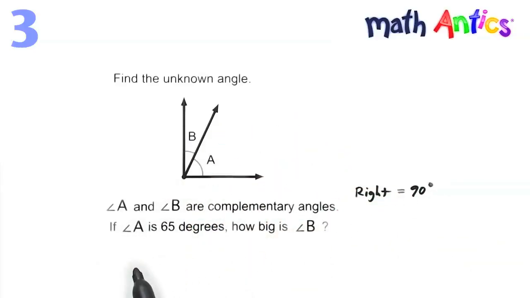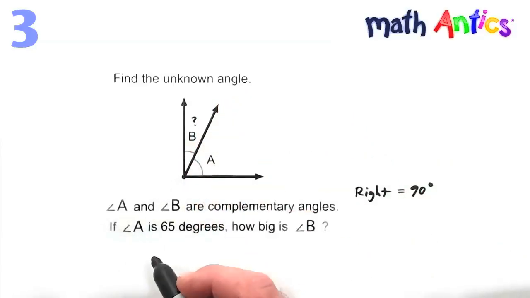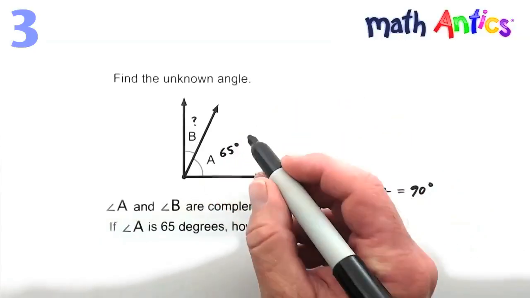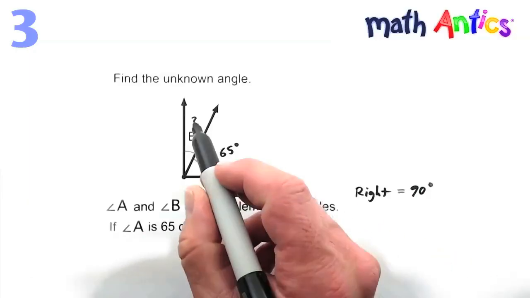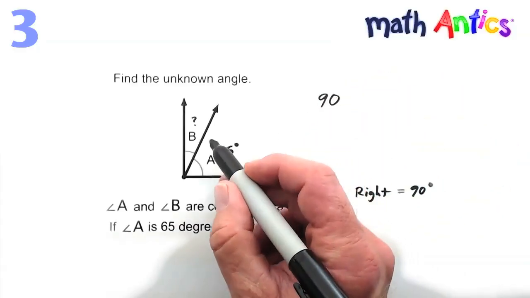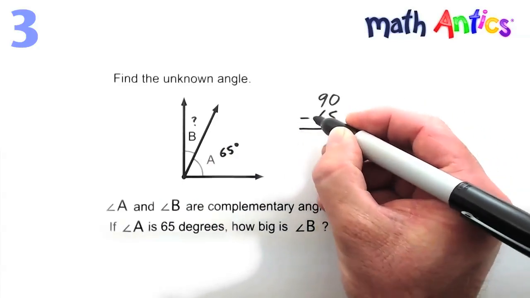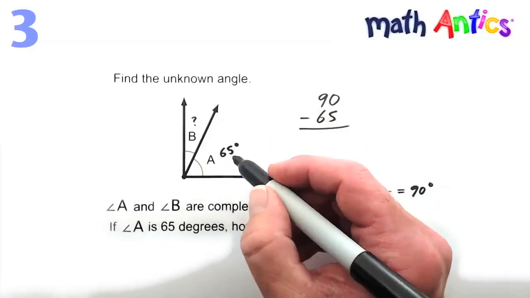Now let's read the rest of it. If angle A is 65 degrees, how big is angle B? Okay, so we have an unknown. It wants us to find angle B. That's our unknown angle. And it tells us that angle A is 65 degrees. So let's write that right here so we can visualize it. Now, because we know about complementary angles, we know the total. And if we take the total amount, 90 degrees, and subtract the part that we do know, A, 65, then whatever's left over must be angle B, because the two parts have to add up to the total. So let's subtract.